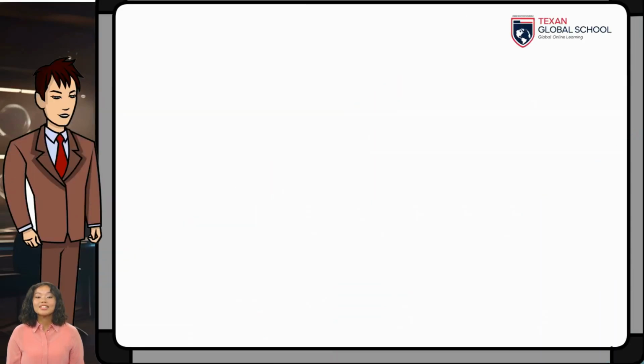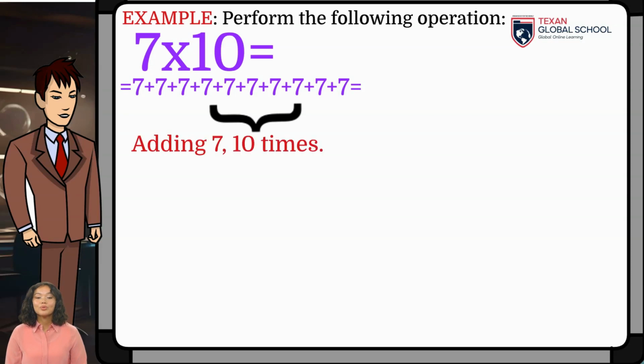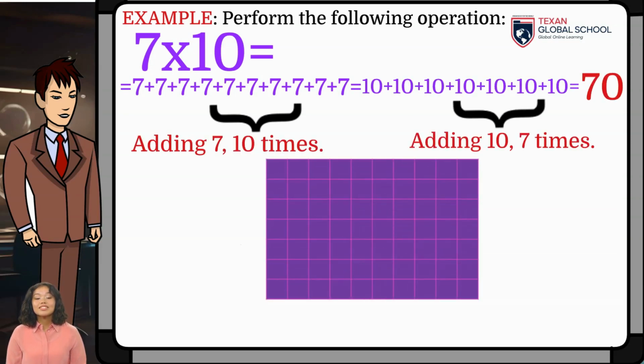Finally, multiply 7 by 10. We add 7 10 times, or we add 10 7 times. Therefore, 7 times 10 is 70. The model represents 7 rows by 10 columns, so we have 70 ones. Hence, we conclude that 7 times 10 is 70.